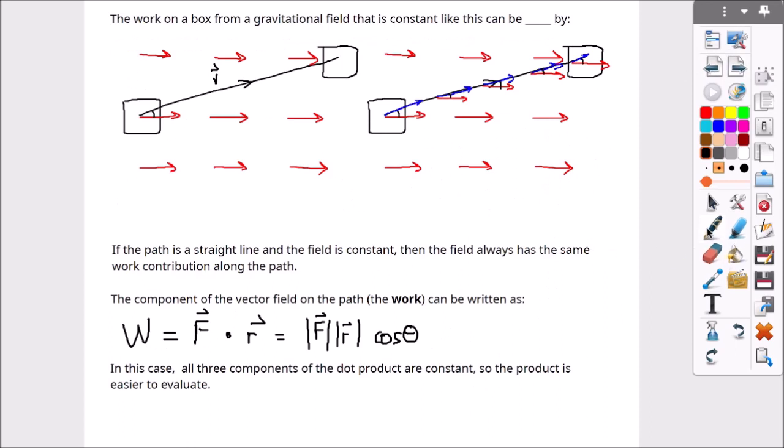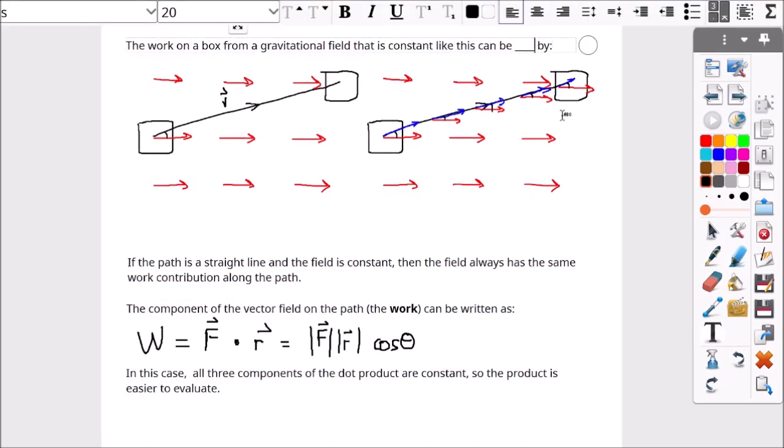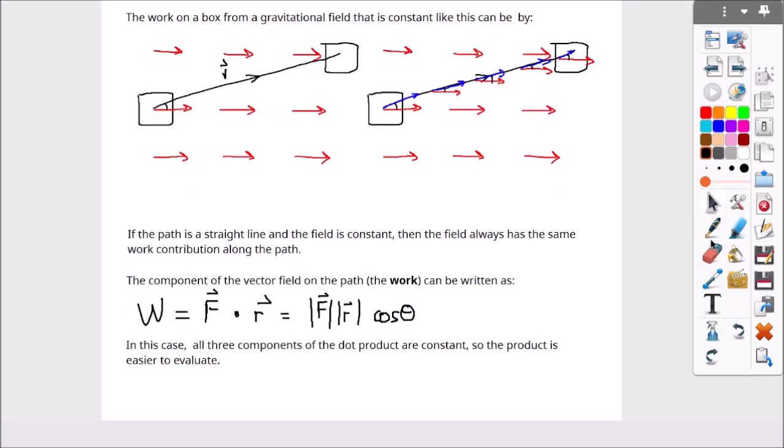Now, okay, the work on a box from a gravitational field that is constant like this can be determined, I guess.